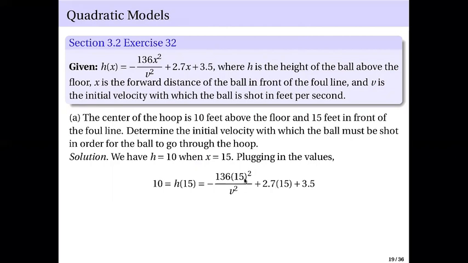So we solve this right-hand side. Particularly, we solve for v. We isolate v. So you multiply both sides of the equation by v squared. So you will get 10v squared equals negative 30. If you multiply this guy here, it's negative 30,600. If you multiply this, you will get 40.5. So multiply v squared also. And here you have 3.5 times v squared.